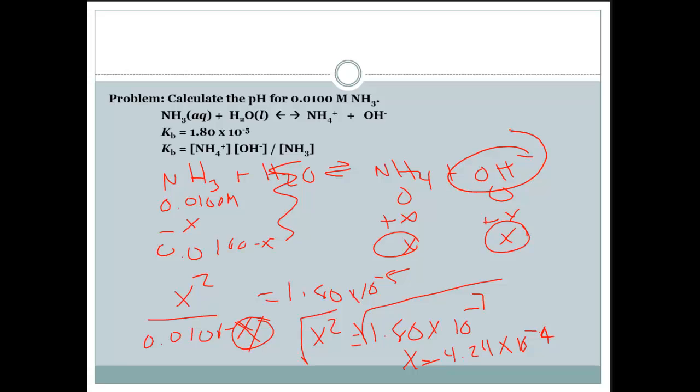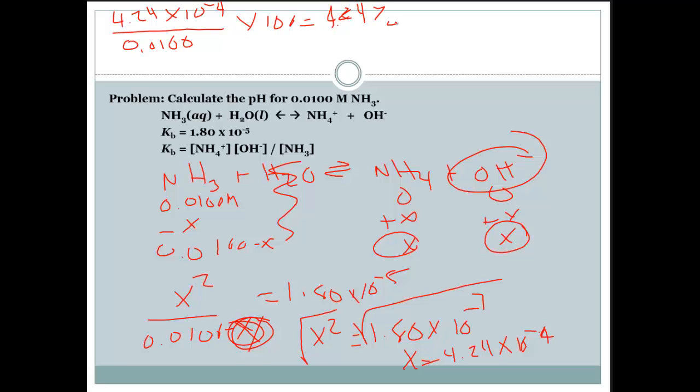Let's double check that we were able to discount that x. So we're going to figure out the percent ionization. So 4.24, I'm going to start at the top, times 10 to the negative 4 over our initial concentration of 0.01 times 100. And that comes out to be 4.24%. So it's okay. Barely making it, but it's okay.